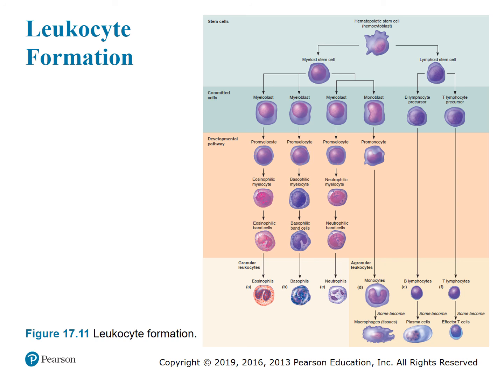And the fourth row, the monoblast, can give rise to the promonocyte, which gives rise to monocytes, but in tissues, some can become macrophages. If you look at the lymphoid stem cell, there are 2 precursors, B lymphocytes and T lymphocytes. Some B lymphocytes become plasma cells, and some T lymphocytes become effector T cells.